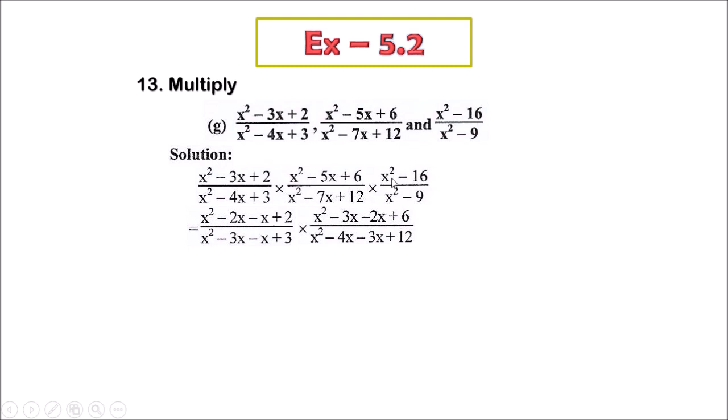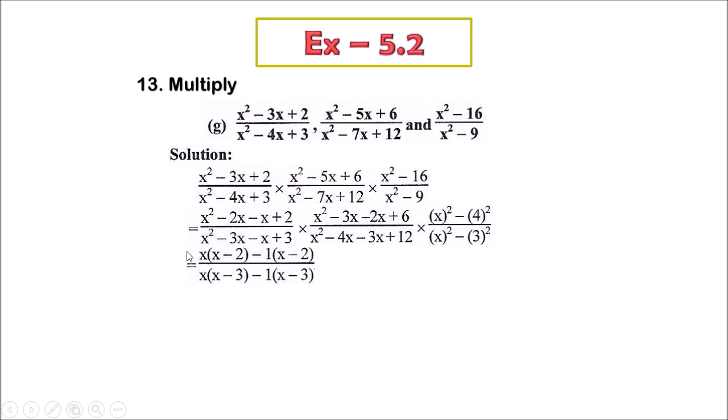Okay. Here in the last fraction you can see we can use the a square minus b square factor formula, that is this one, x square minus 4 square, and here it is x square minus 9. We can write x square minus 3 square.